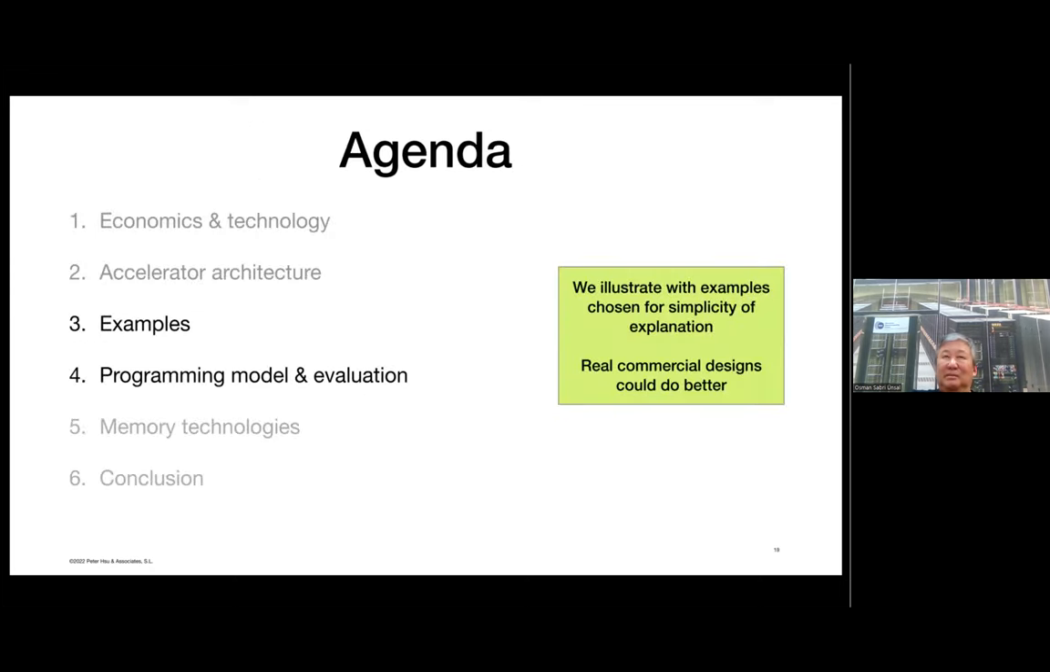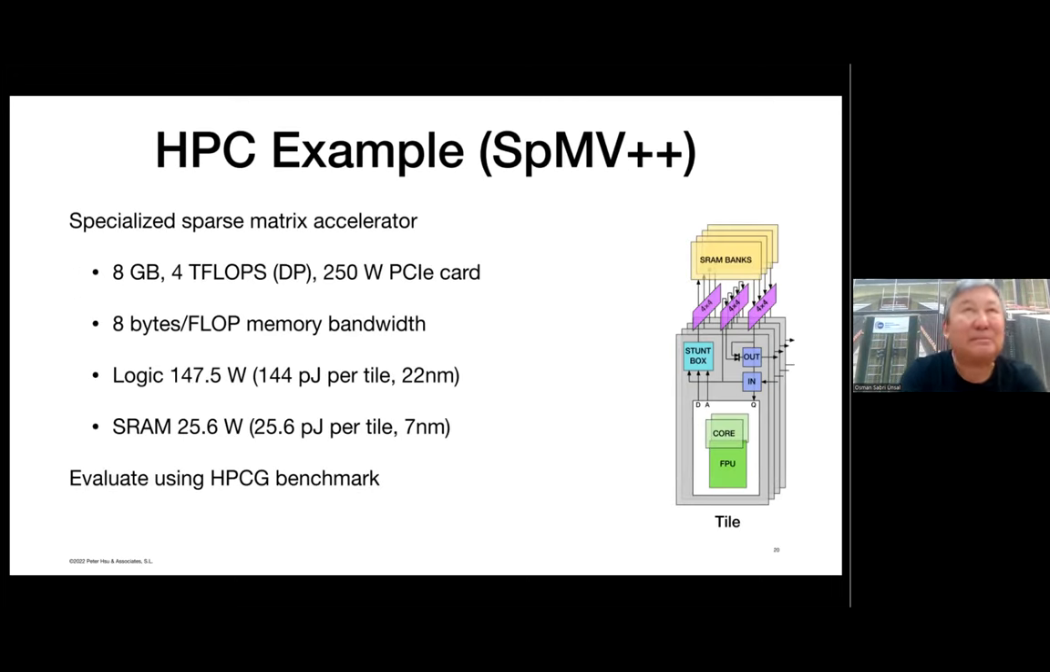Okay, I'm going to show a couple of examples to motivate why this works. We've chosen these examples for simplicity of explanation, so they're not necessarily the most efficient things to do. So you need to keep that in mind. And then I'll talk about the programming model and the simulation environment. So the first example is a high-performance computing example for sparse matrix computation.